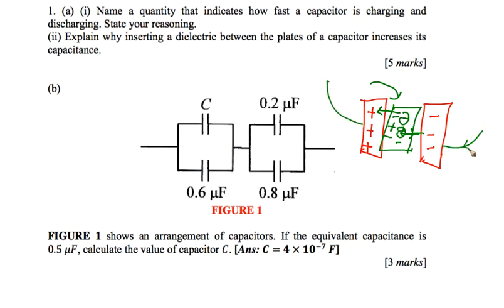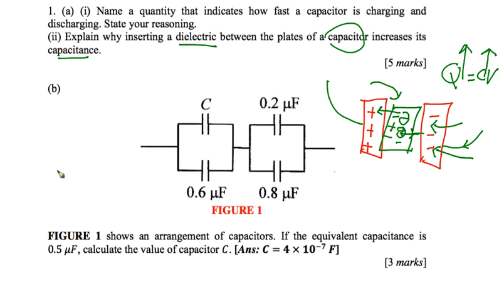So when you insert dielectric material between the 2 plates, the effective charge on the capacitor reduces, meaning more charge can be stored on the capacitor plates, meaning the Q increases. Then you know Q is C times V, so if Q increases, the value of C always increases. So you can increase the capacitance of the capacitor if you insert dielectric material between the 2 plates.